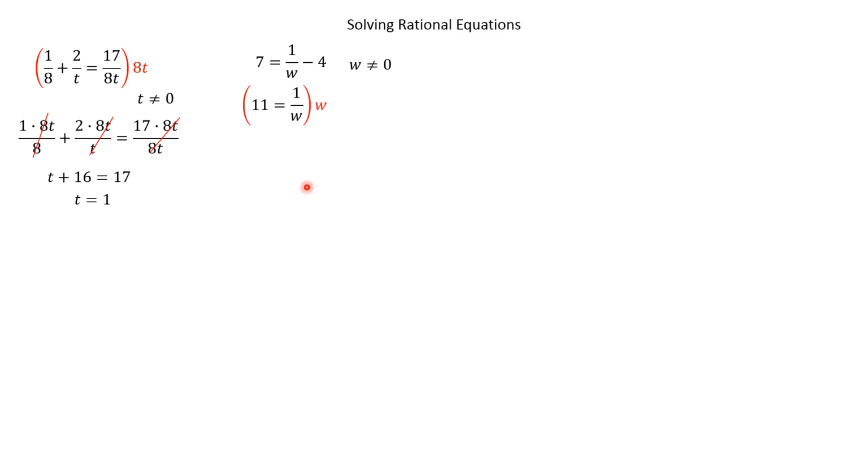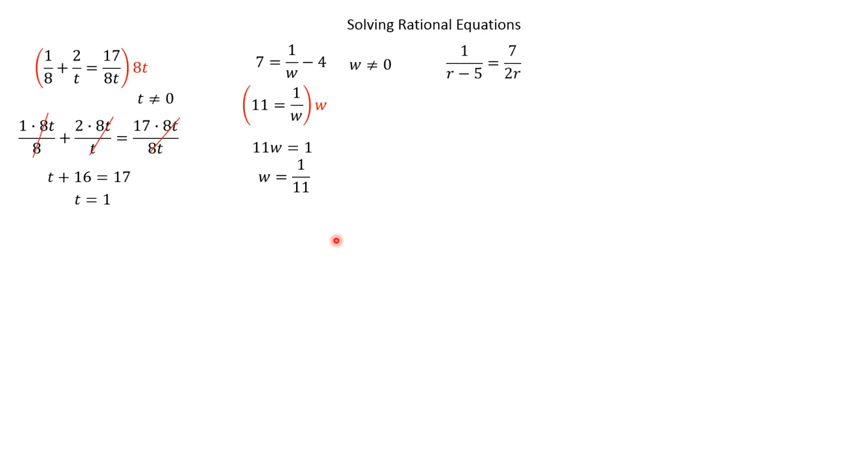Now we can multiply by w. We'll have 11 times w equals, here the w's will cancel, and it'll just be 1. Well, 11w equals 1. Let's divide by 11. w equals 1 over 11. Can w equal 1 over 11? Yes, because that doesn't equal 0. It's close to 0, but doesn't equal 0. So w equals 1 over 11.